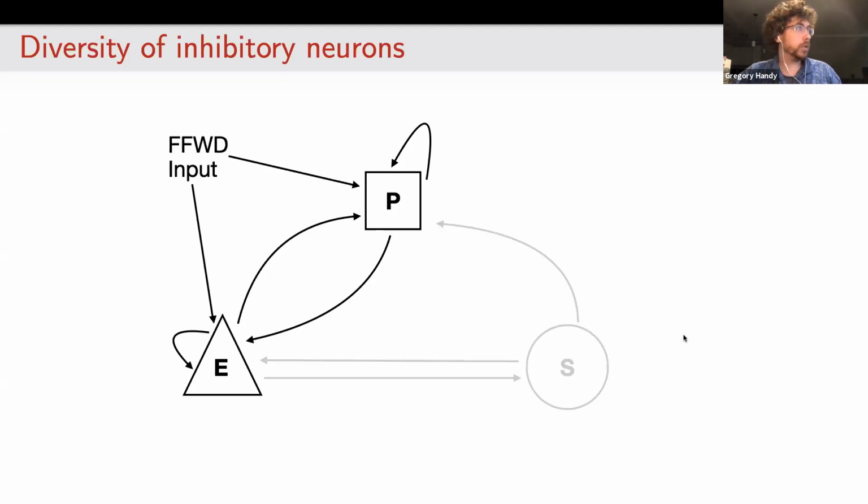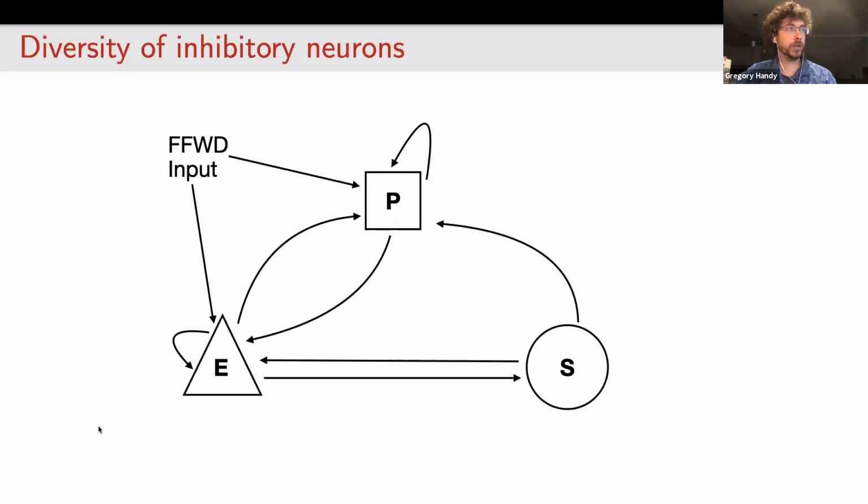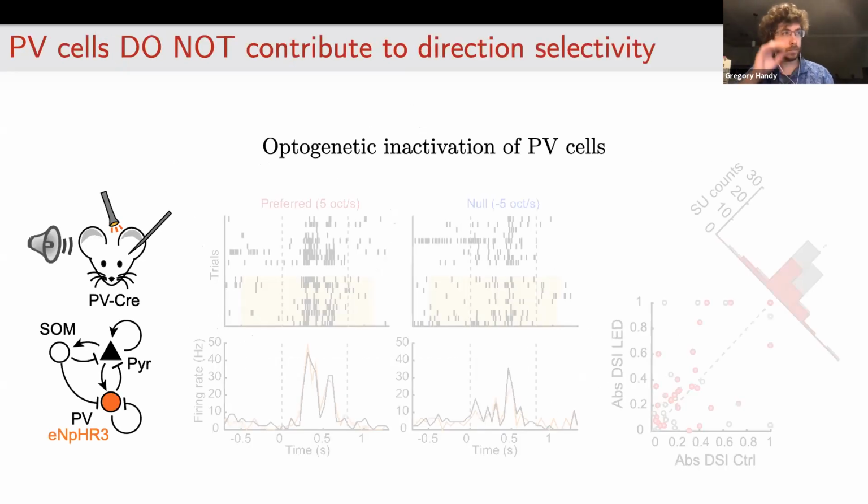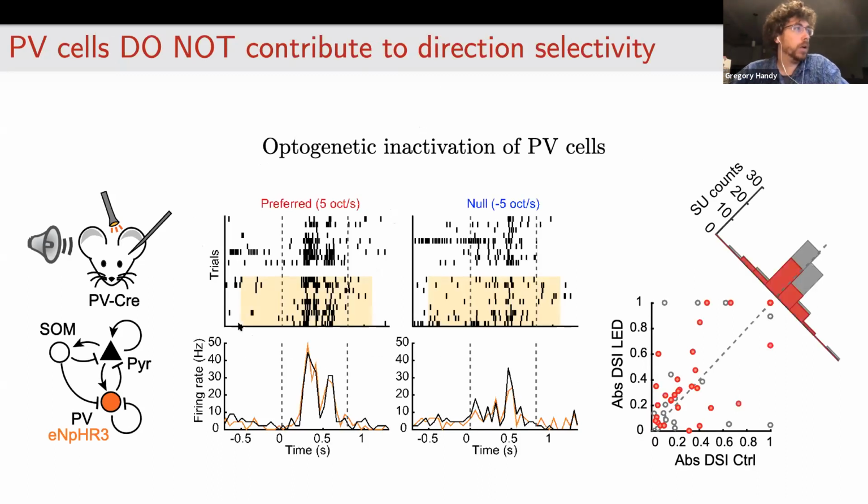If we look at it a little closer, we see that the standard EI connection exists in this network if we just look at E and PV. But we really don't want to look at just that. We know from the data that we're going to have to look at this full system. Experimentally, as I said, we can identify these cells, and our collaborators have gone in and silenced PV cells and asked, what does that do to direction selectivity? And we see here, the black is the control, and the orange is when PV cells are silenced, or at least blocked.